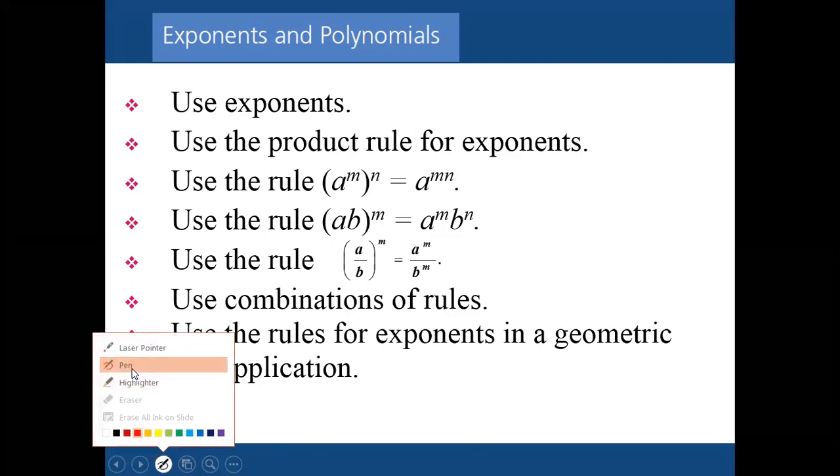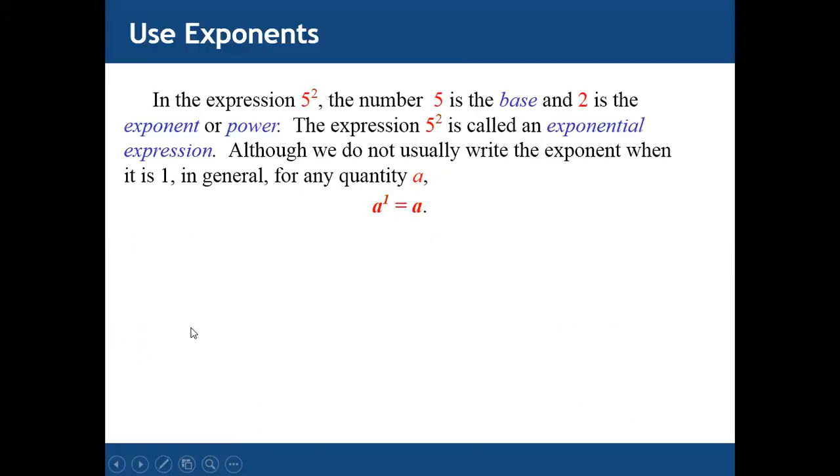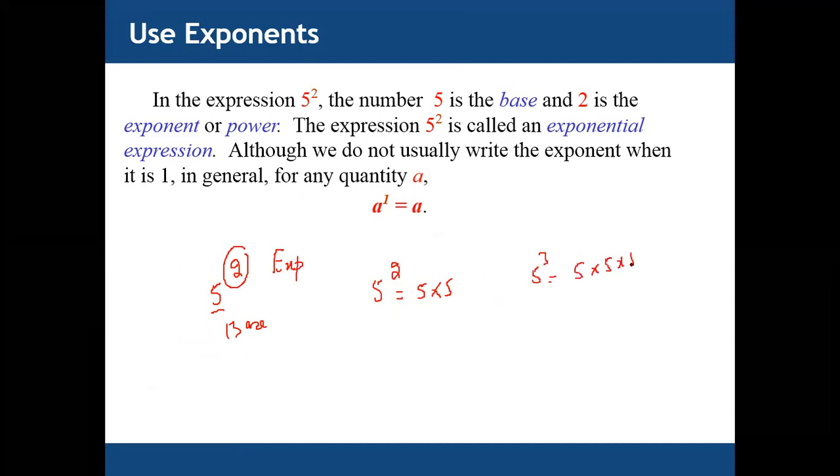You know, what is an exponent? For example, if we have 5 power 2, this 2 is called what? Power or exponent, where this 5 is called the base. You know, this 5 power 2 means that 5 is multiplied with 5, 2 times. If we have 5 power 3, it means that 5 is multiplied with 5, 3 times. Or any number with a power means the number is multiplied with itself, for example 3 times, 4 times, or 5 times.